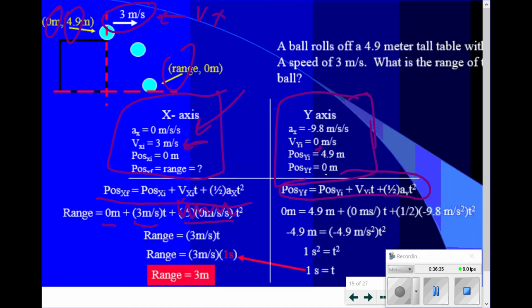This one looks a little bit more intimidating because I'm going to have to plug in these numbers, but it simplifies very easily. I have 0 equals 4.9 plus 0t plus 1/2 negative 9.8 t squared. But this is just 0. Anything times 0 is 0. 1/2 of negative 9.8 is negative 4.9. I'll take this 4.9, slap it to the other side, and I can easily solve for my time, which is 1 second. Once I have that time, I can plug it back into my x equation, and I find the range.